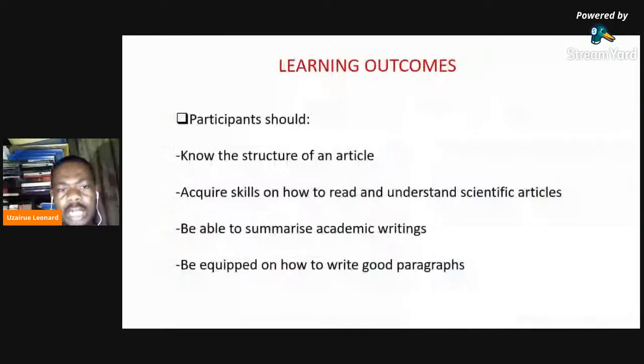Now, learning outcomes. What do we aim to achieve after this training? Our aim is that those who participate will know the structure of an article, acquire skills on how to read and understand scientific articles, be able to summarize academic writing, and be equipped on how to write good paragraphs. These are the outcomes. At the end of this training, we believe that each participant would have learned or acquired some of these skills.